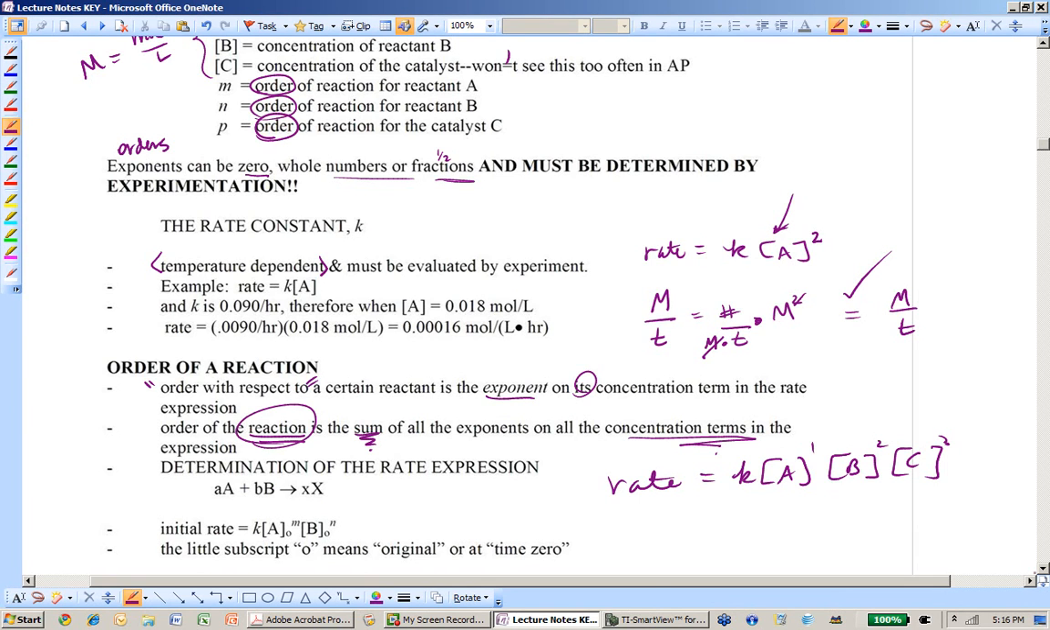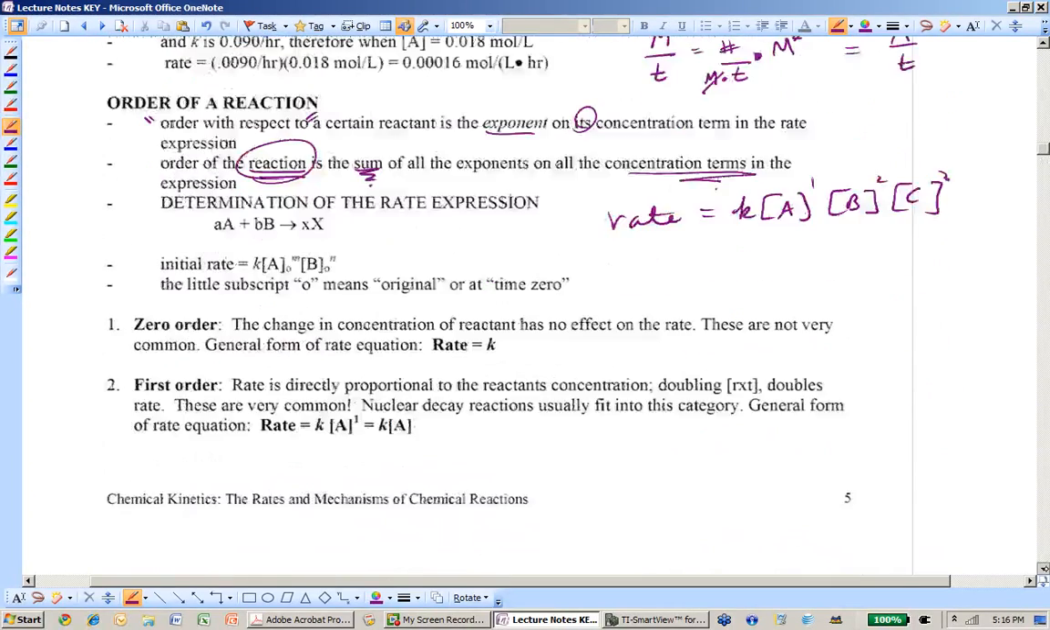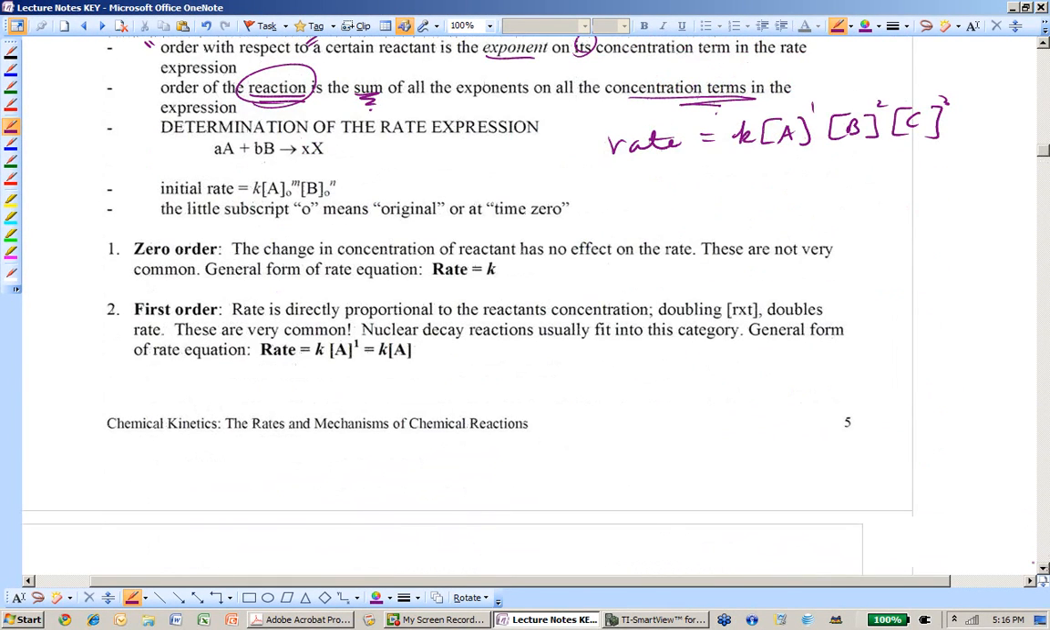So let's determine how we're going to do this and what these things mean. We talked about the fact that these exponents can be 0. We also talk about the fact this is an initial rate, right out of the starting block. So these little O's can mean at time 0, if you want to think of them as a 0, or they can mean the letter O as in original. It's your call. I've seen books do it both ways.